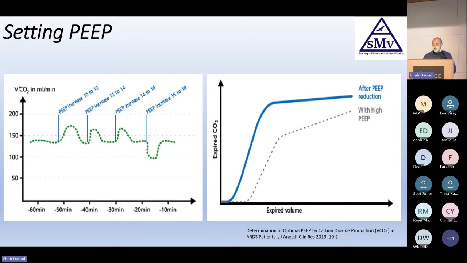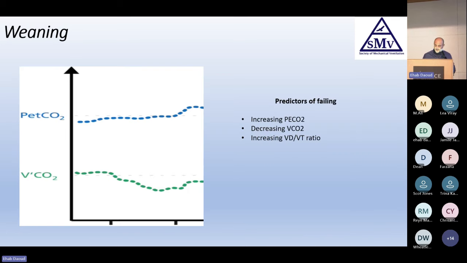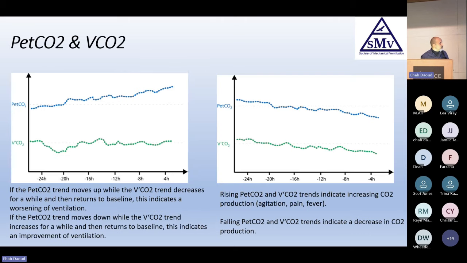All right, one more minute, and I promise I'll be done. Can it help me in weaning? Yes. The people who fail weaning, of course, have high end tidal CO2 at the end of the spontaneous breathing trial. Their VCO2 goes down, and of course their dead space gets worse. Again, same idea. I'm going to skip through this, but it just tells you the relationship between the end tidal CO2 and the VCO2, what increases it and what decreases it. Please read it in the handout. Sorry, we don't have much time.